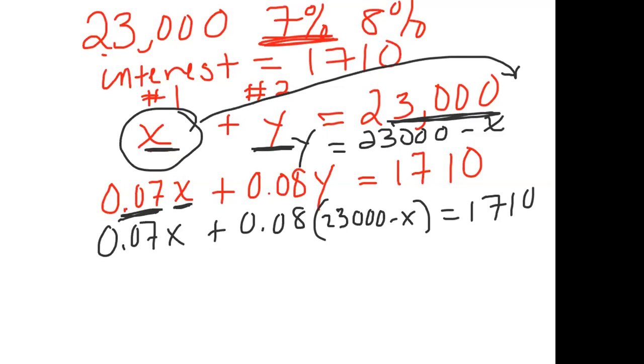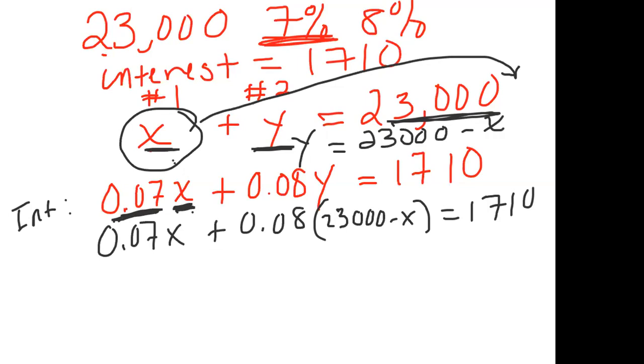Now, for the second equation, I'm going to call this my interest equation because I know the total interest I've earned from the two accounts, but I still don't know how much was invested in each account. So for me to figure out how much interest I earn off each account, I'm going to take the interest rate multiplied by how much was invested.